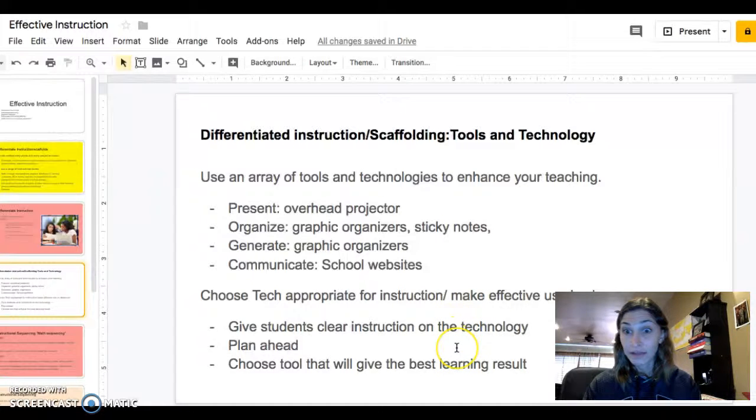So before even starting the class, you can give them clear instruction on the technology that they're going to use. And you can choose the technology that best fits for your lesson.